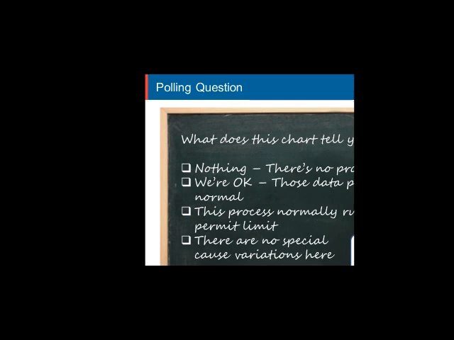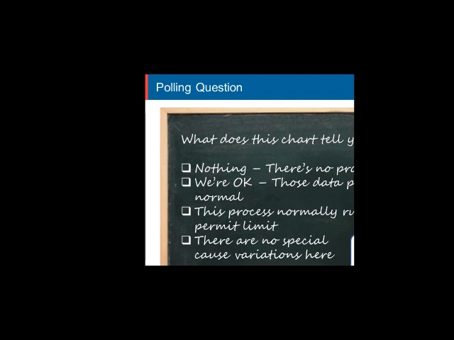Good, it says we're okay. These points are not normal. That's not exactly true. This process normally runs above the permit limit. That is correct. The correct answer is that this process normally runs above the permit limit.